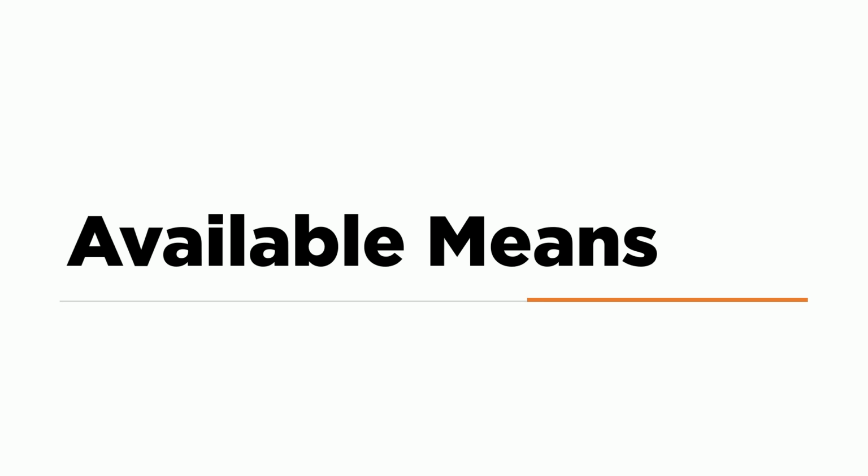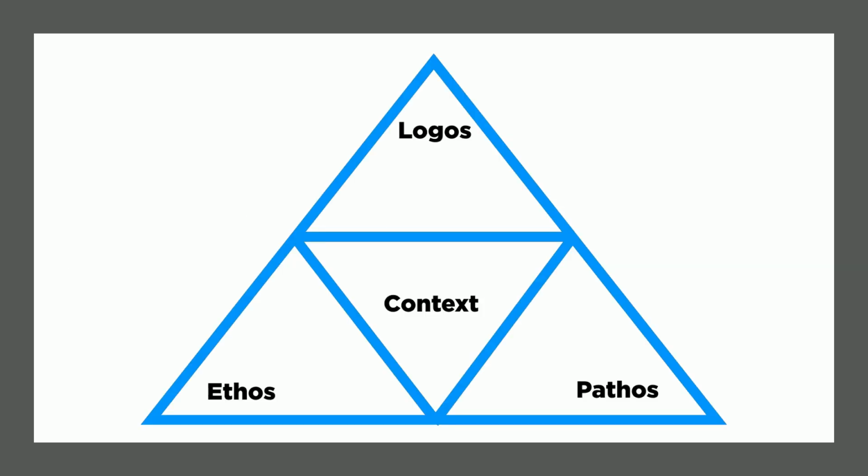This video covers available means. This is a concept that started with rhetorical appeals, things like logos, ethos, and pathos. Available means meant to consider the ways in your writing and speaking you could use these appeals to influence your audience. In the digital age, this has changed pretty drastically.